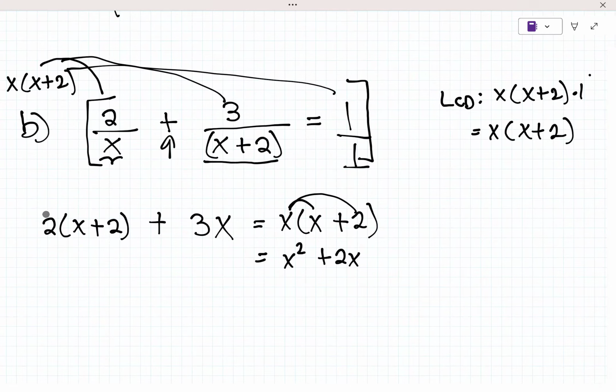Get 0 equals x squared. And then what is 2x minus 5x? Negative 3x. That's 4. And then factor this out.